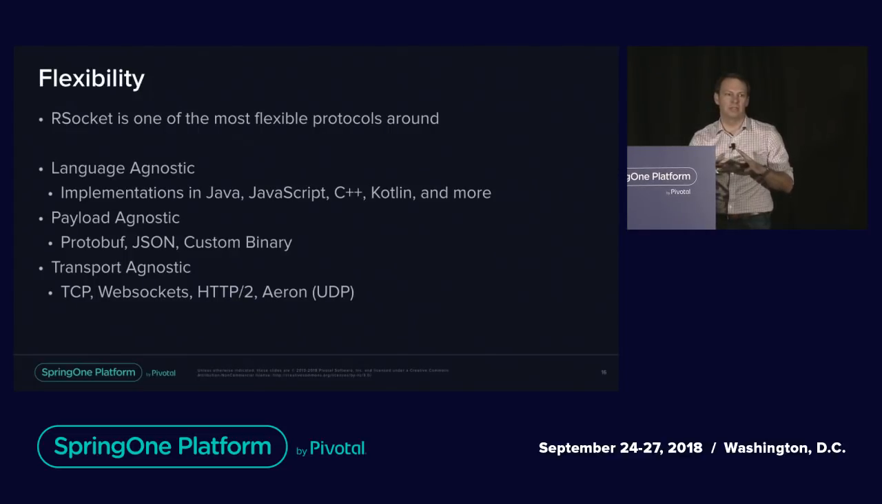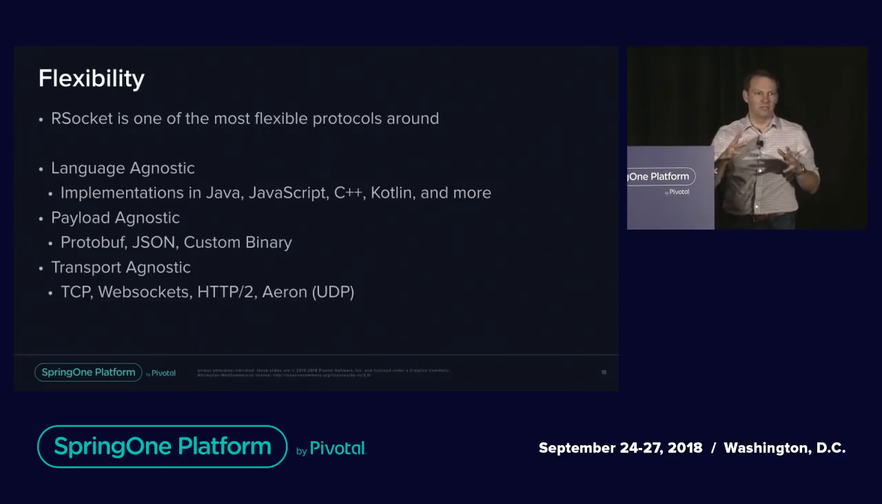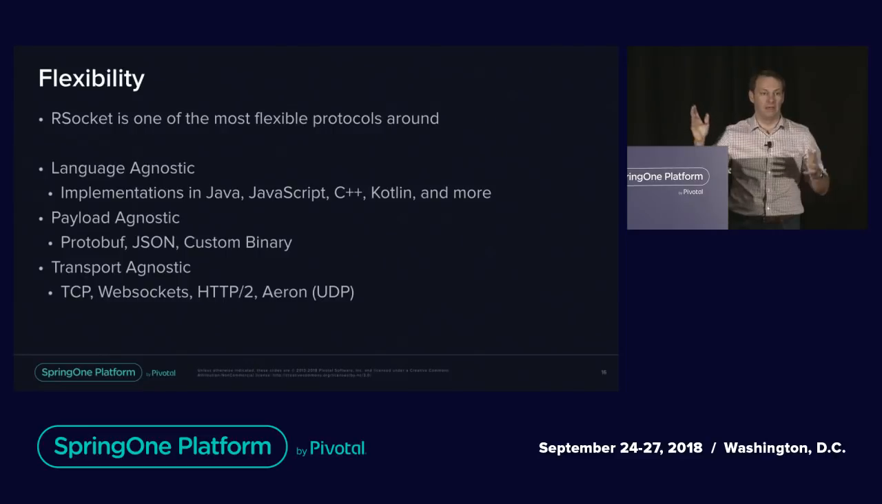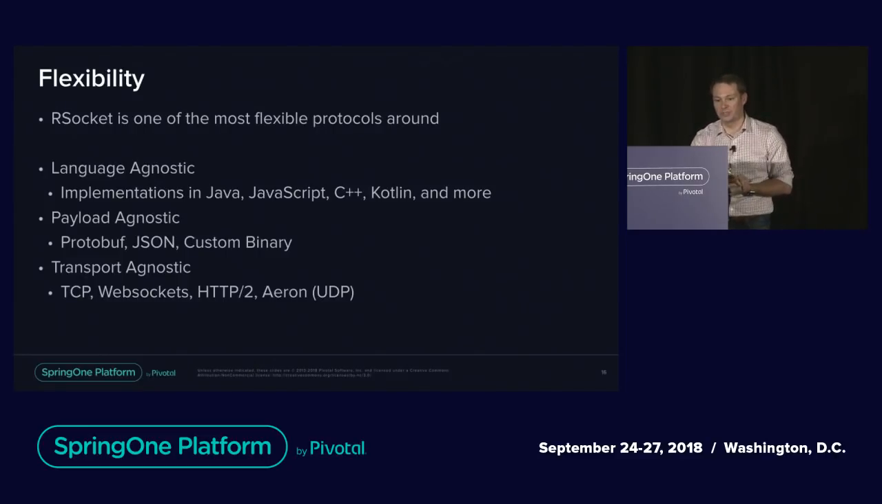It took a look at things like HTTP and gRPC and said, you guys are inflexible, and you're not even inflexible in good ways, right? You've instituted arbitrary limitations around things that we don't think you should do. Language agnostic, first off, for RSocket, this is not novel. There are implementations today in Java, JavaScript, and C++. You can thank Facebook for the C++ one. But Kotlin, Python, there are prototypes in other languages as well.